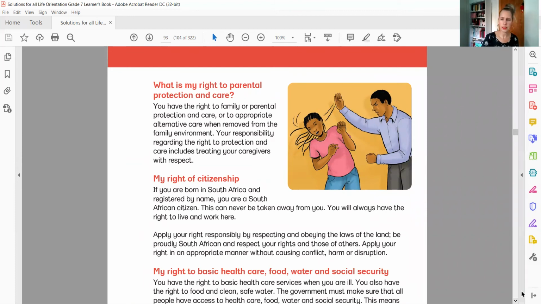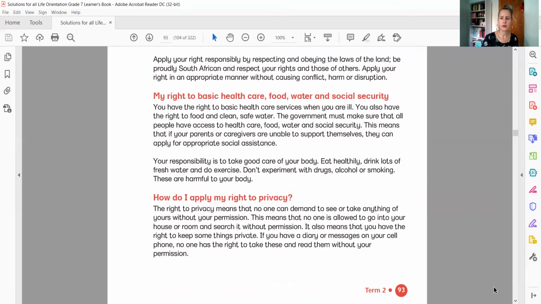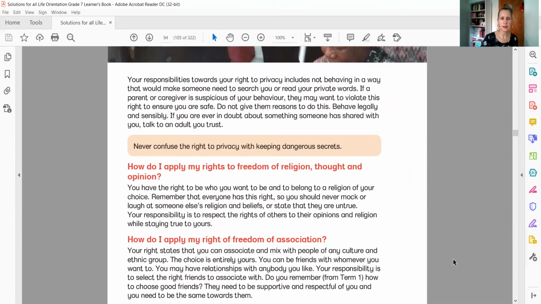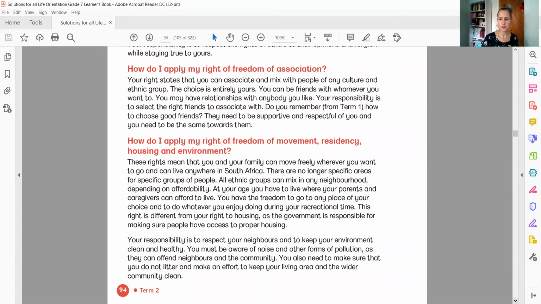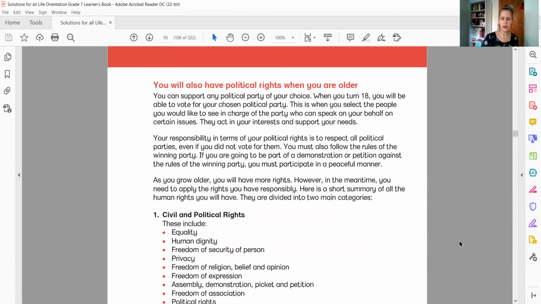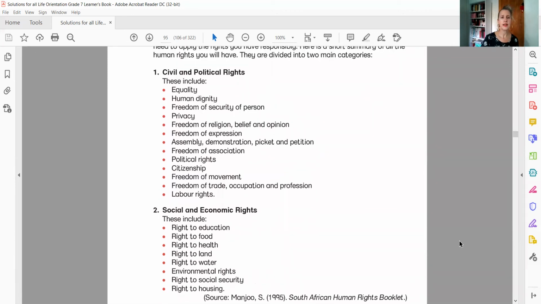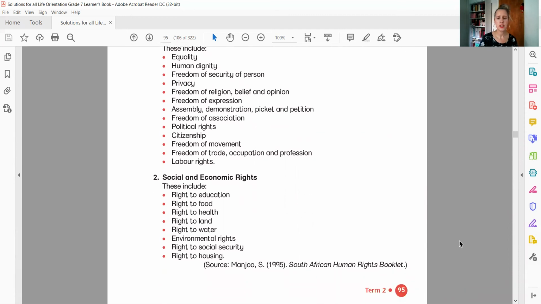My right of parental protection, care, basic health, citizenship, privacy, however you want to say it. I say privacy. And there up to page 94, you will see those. So if you look at page 95, here are your civic and political rights. And there we have equality, human dignity, freedom of security of person, privacy, freedom of religion, belief and opinion, freedom of expression, assembly, demonstration, picket and petition, freedom of association, political rights, citizenship, freedom of movement, freedom of trade, occupation and profession, and labor rights. And then socio-economic rights, right to education, food, health, land, water, environmental rights, right to social security, and a right to housing.